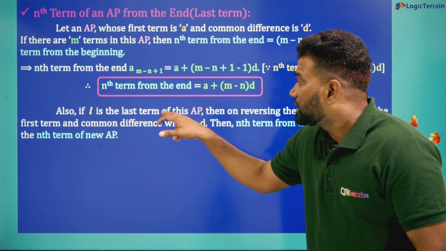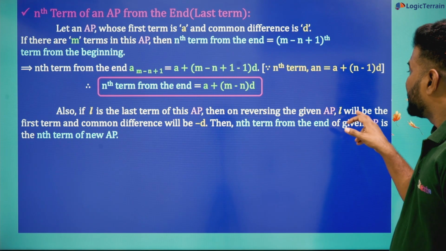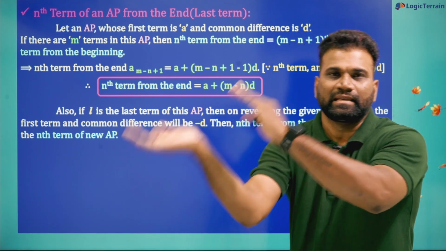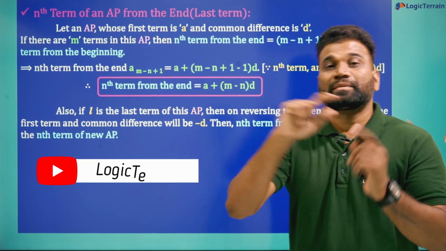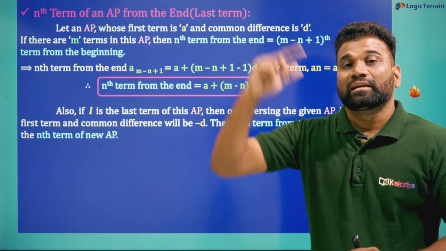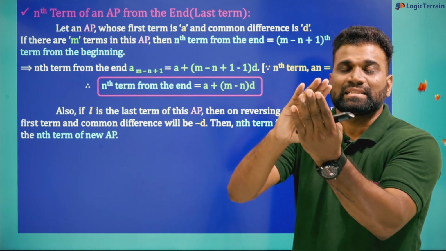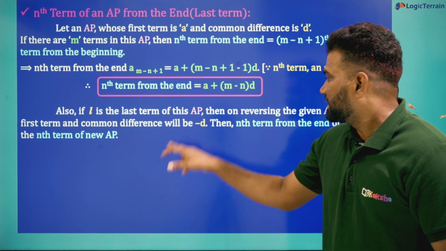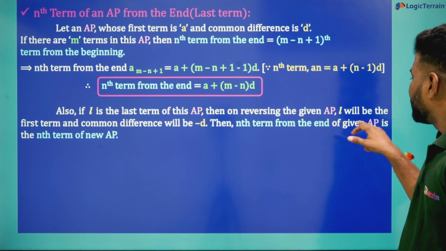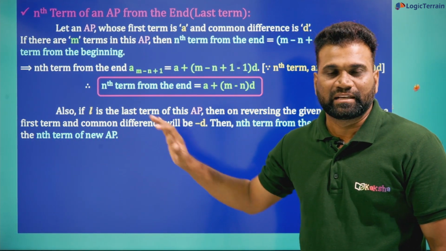The same we can also understand and write like this. If L is the last term of this AP, then on reversing the given AP, L will be the first term, right? And the common difference, if initially it is D, on reversing the common difference will be minus D. Then the nth term from the end of the given AP is the nth term of the new AP. So this way also we can find.